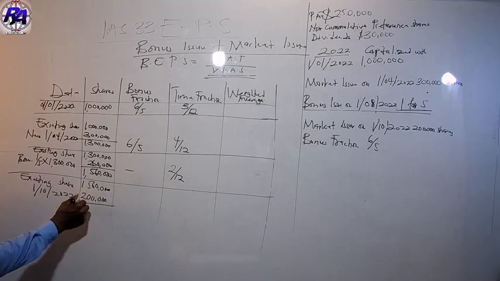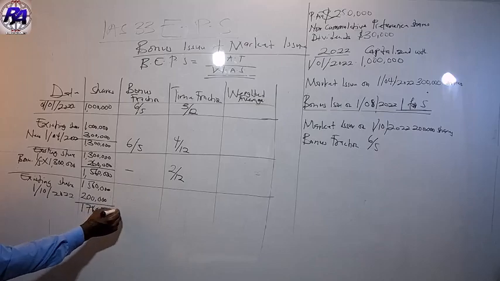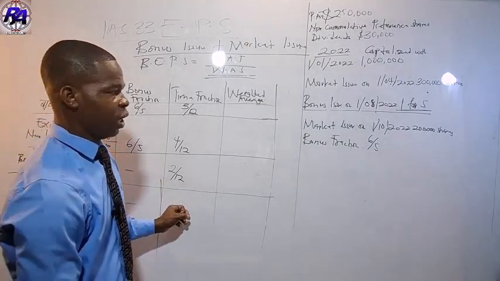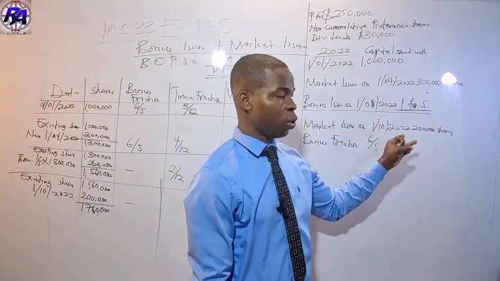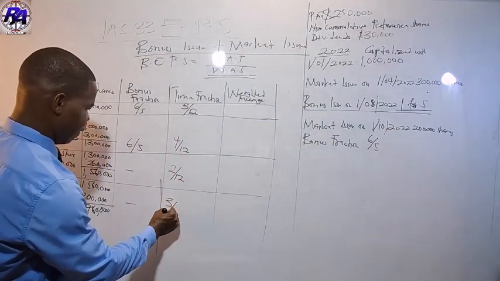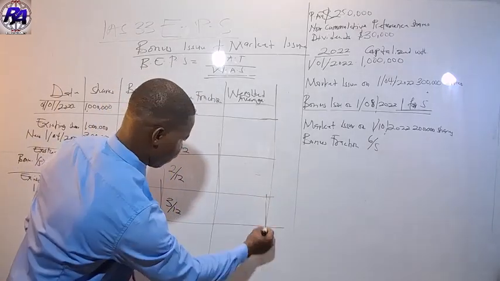So if you add everything, you're going to get 1,760,000 shares. Remember that you will not apply the bonus here, but you apply the time fraction here. And from 10th of October, so October, November, December, 3 months. So this is going to be 3 divided by 12. Multiply this to get our weighted average number of shares.